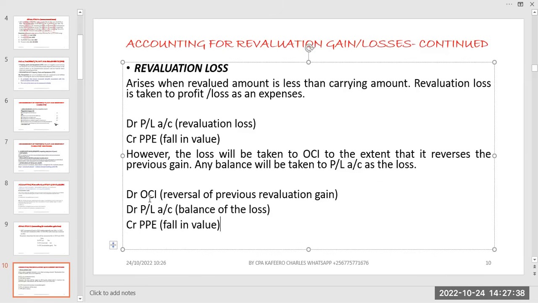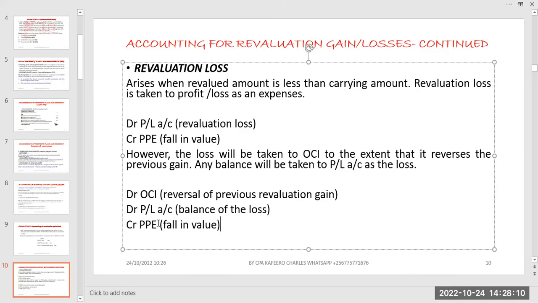That's why here we are debiting the OCI. Remember, this OCI is not supposed to be debited. It is only debited because this is other comprehensive income, and only when we are reversing the gain we previously recognised. Then of course we credit the PPE because it is falling in value. Then the balance is what we shall be taking to the profit and loss.